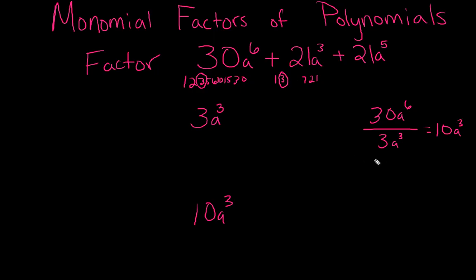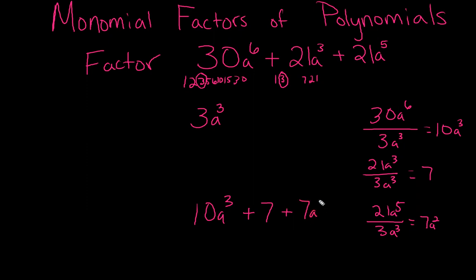Moving on to the next one, if we have 21a to the 3rd and we divide it by 3a to the 3rd, 21 divided by 3 is just a positive 7, and a to the 3rd divided by a to the 3rd is the same thing over itself, which is just 1, so it gives us just 7. And then our final one is 21a to the 5th divided by 3a to the 3rd. Again, 21 divided by 3 gives us 7, and a to the 5th divided by a to the 3rd, 5 minus 3 is 2, so we get a to the 2nd power, or a squared.